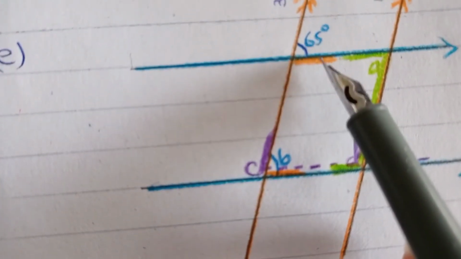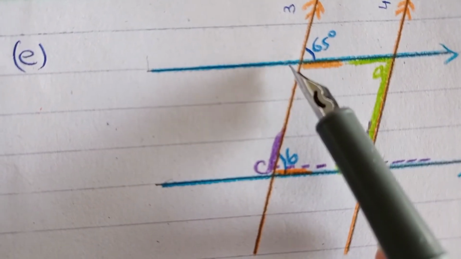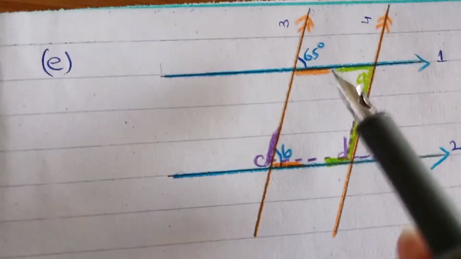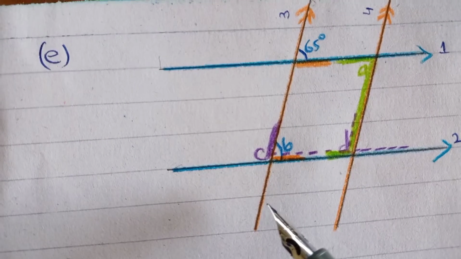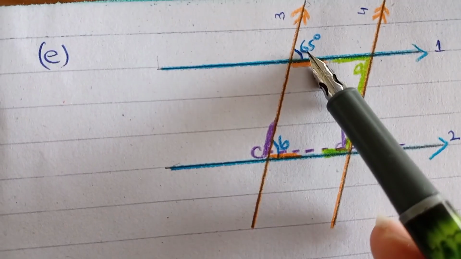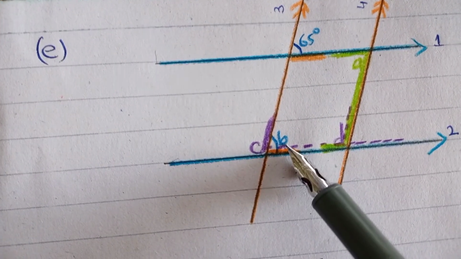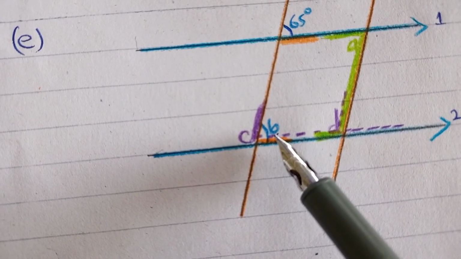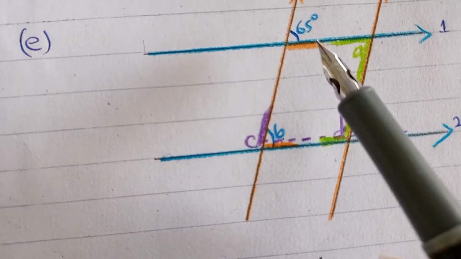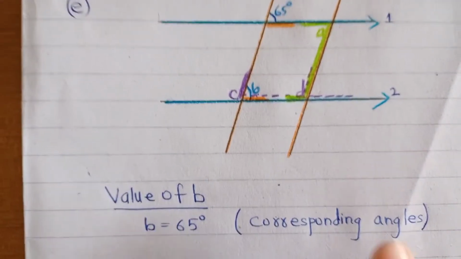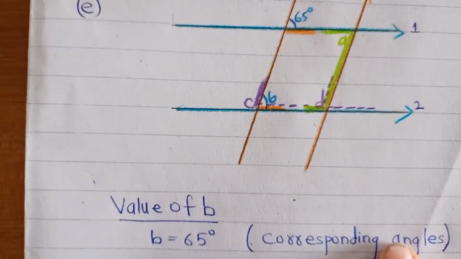Because you can see that this is making the shape of F. Look at the orange line, this and this. It is making the shape of F, and corresponding angles make the shape of F. Secondly, the second condition for corresponding angles is that one angle should be exterior and the other one interior. So it is fulfilling both conditions. So I can say that angle B and 65 are corresponding angles. That's how I will write: value of B is equal to 65, and I have given the reason also why they are equal, because they are corresponding angles.